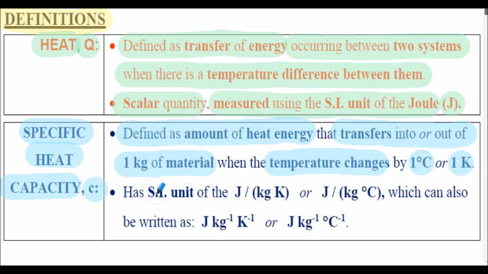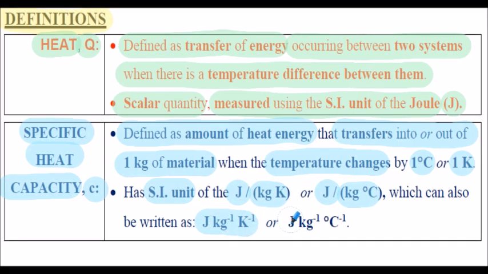SHC has the SI unit of the joule per kilogram per K, or joule per kilogram per degree C. Notice these can also be written in terms of the negative index, so joule kilogram negative 1, K negative 1, or joule kilogram negative 1, degree C negative 1. I will interchange the way the unit can be stated throughout the presentation, so you become accustomed to see the various forms.